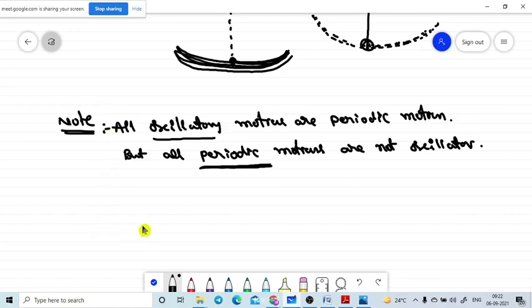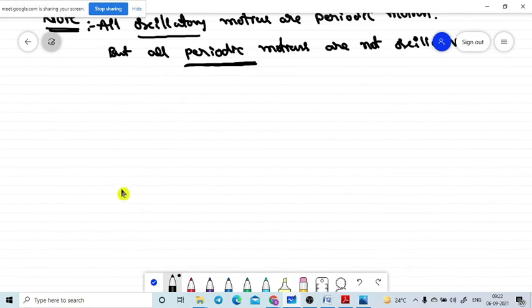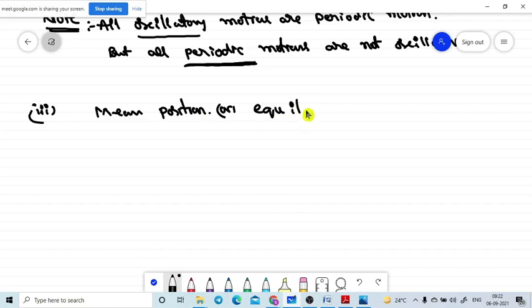Now we are going to some small topics. What is meant by mean position or equilibrium position in oscillatory motion? These are the small points in oscillatory motion. Before dealing with this topic, we need to know this. So, mean position or equilibrium position. What is meant by mean position or equilibrium position in oscillatory motion? Please look at this.